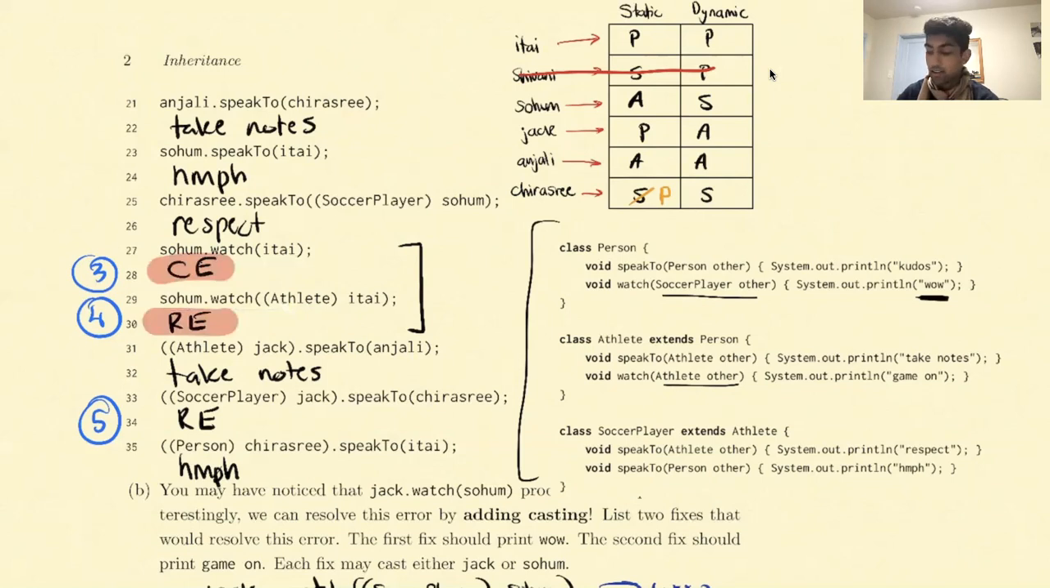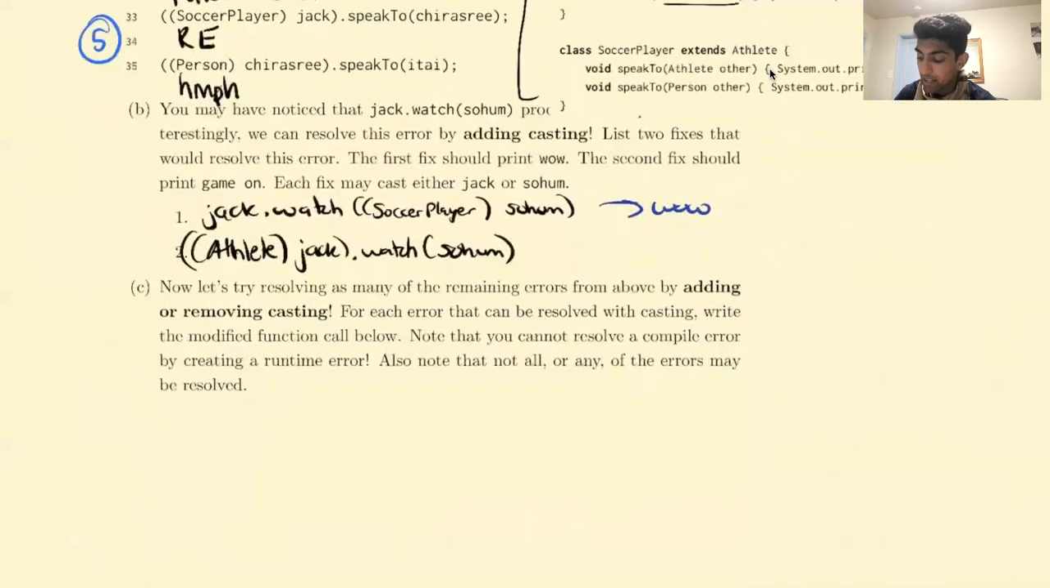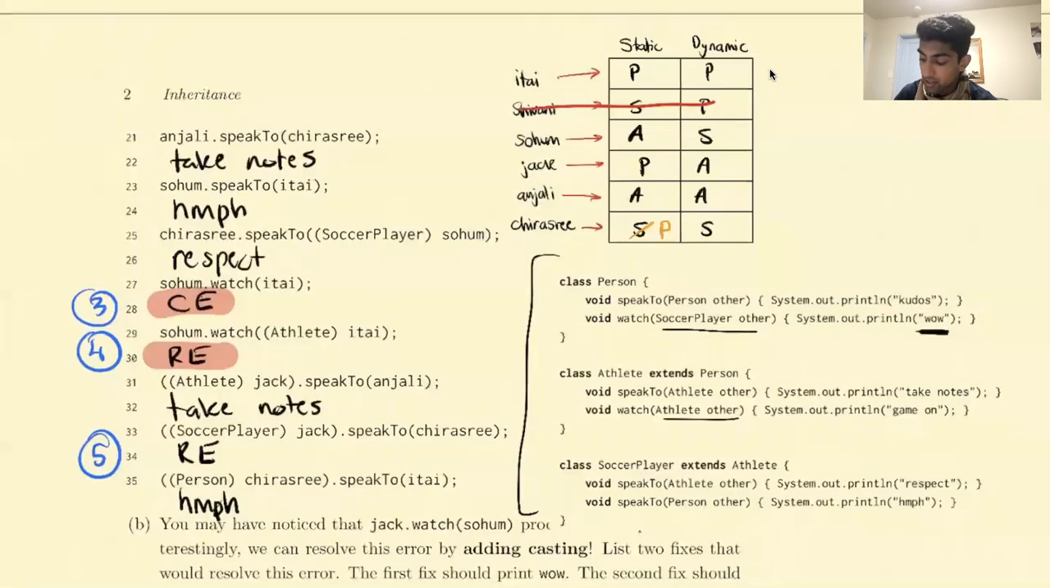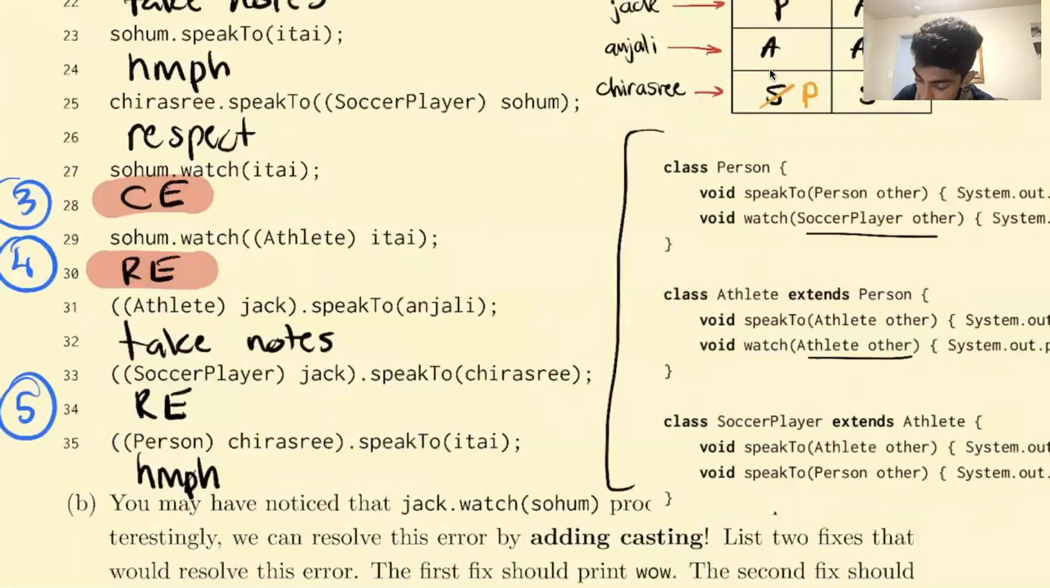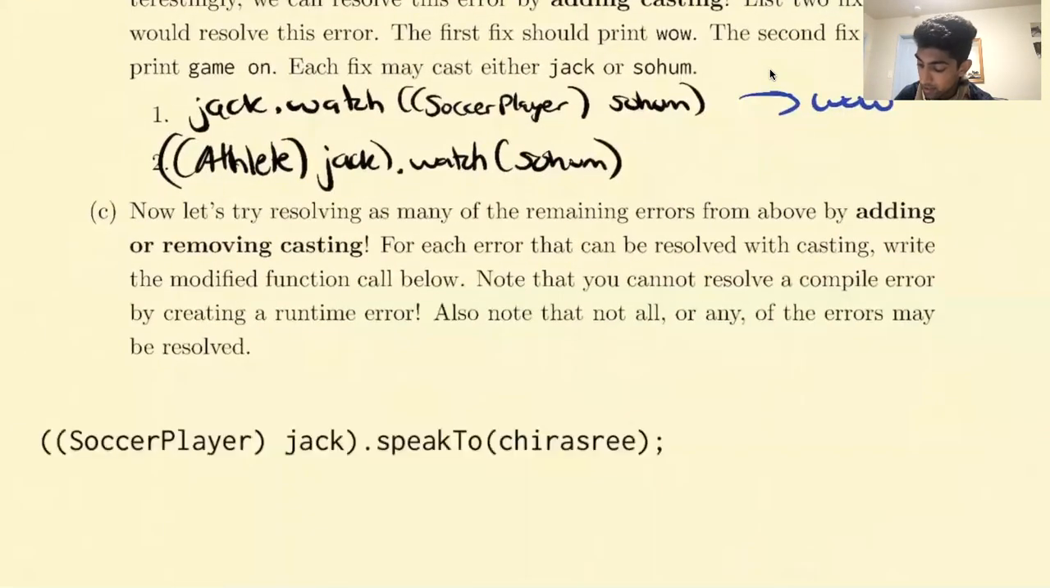Nice. So for this last one, there actually is a fix. And the simple fix is that we can simply remove the soccer player cast. So what do I mean by that? Let's copy this down. If we have this right here, what we can do is simply get rid of this cast so that it now looks like jack.speak to Chiroshri.